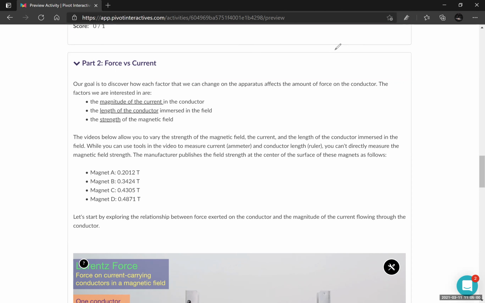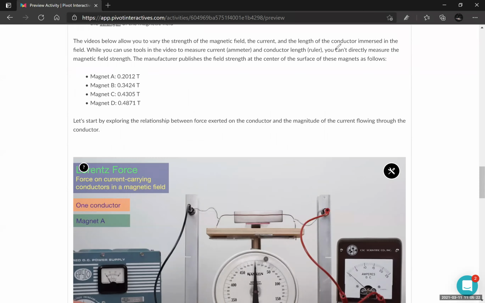We are given 4 different types of magnets, A, B, C, D, and you're given their values. I'm going to use A to show you some sample measurements. So you then use B, C, and D. Do not use magnet A for any of your measurements. I'm going to use that for the sample measurements here. All right.